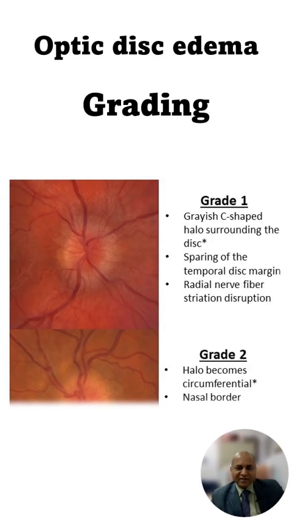Now we will understand the signs by looking at the grading, so that we can learn both things simultaneously. Grade 1 is a grayish C-shaped halo surrounding the disc, and the nasal side is spared. It involves primarily the temporal side, and there is some raising of the optic disc margin. There are radial nerve fiber striations, and the disc margin is blurred. And this is grade 1.